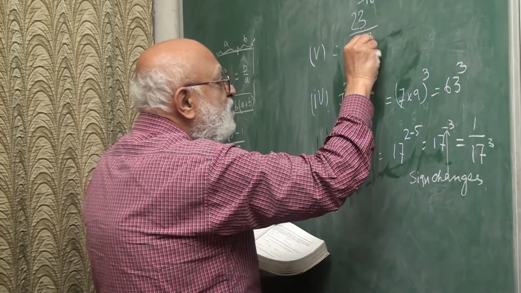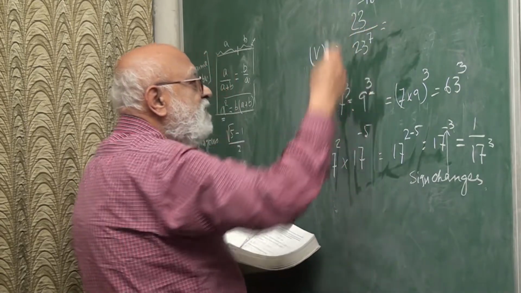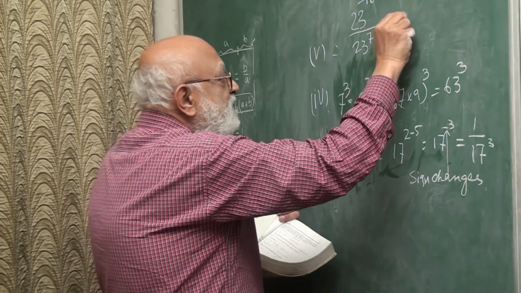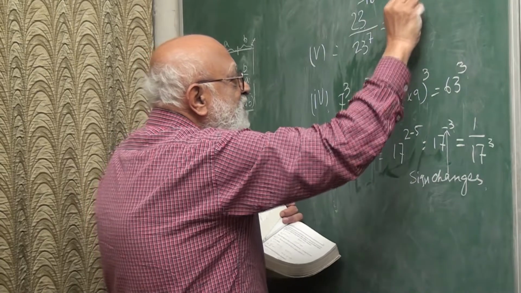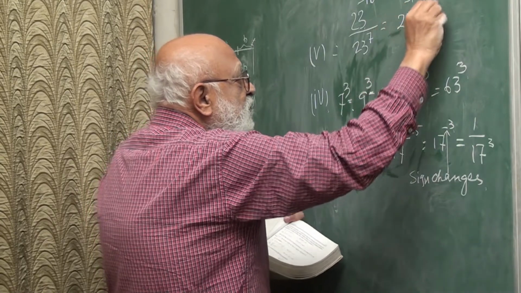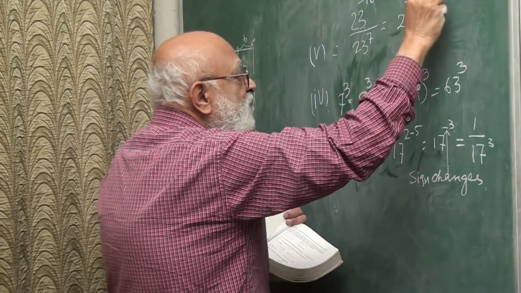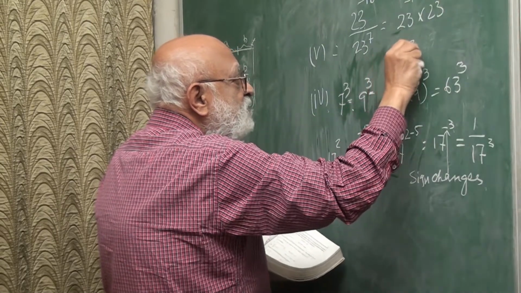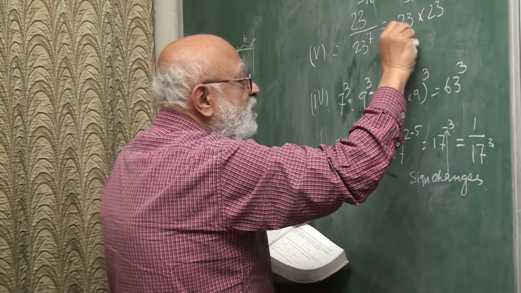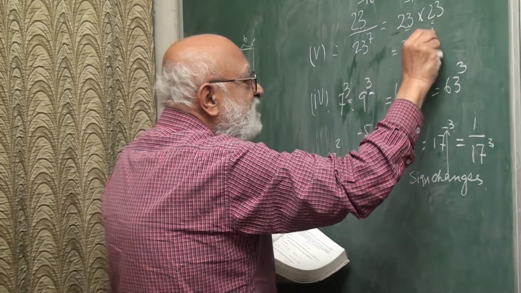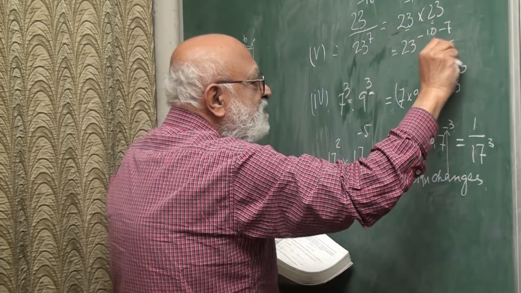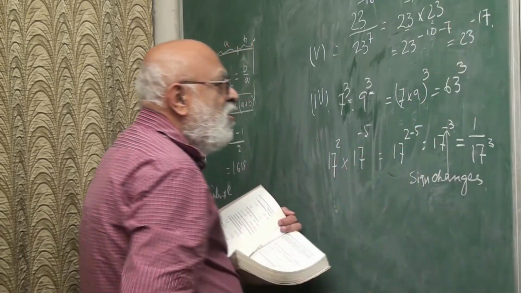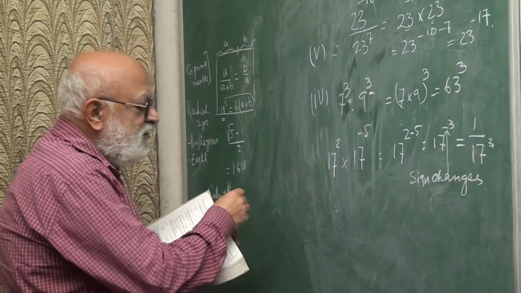So what will we do? Generally we want to keep everything in the numerator, so I will take 23 to the power minus 10 into 23, and this will flip over, so the sign changes, 23 to the power minus 7. That will be added up because the base is the same: minus 10 minus 7, that is equal to 23 to the power minus 17. Okay, there are no issues on this.